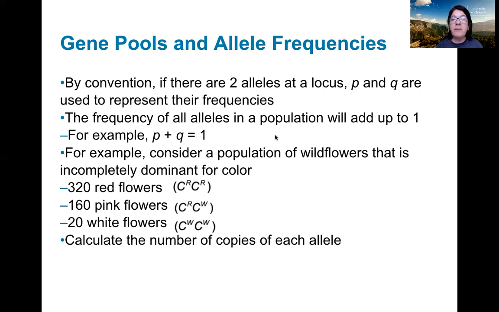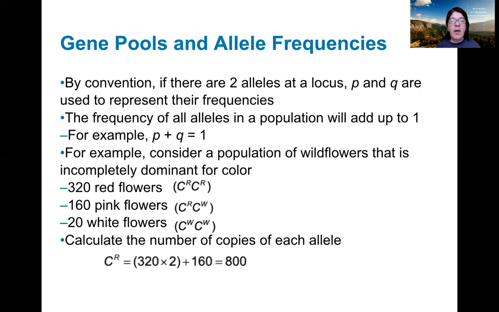That is, red is the incomplete dominant allele. So they're homozygous dominant. You have 160 pink flowers, which are the heterozygous individuals. And you have 20 white flowers, which are the homozygous recessive individuals. So how do we calculate the number of copies for each allele? Well, we just count them, right?